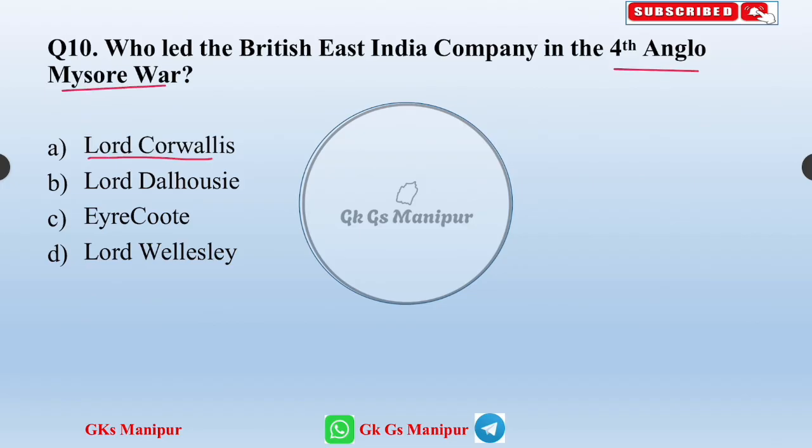Option number A, Lord Cornwallis. Option number B, Lord Dalhousie. Option number C, the Iroquois. And option number D, Lord Wellesley. Lord Wellesley led the British East India Company, so option number D is the correct option here.